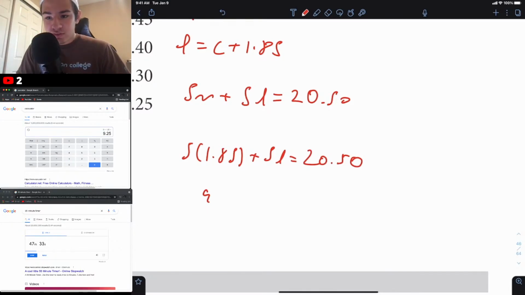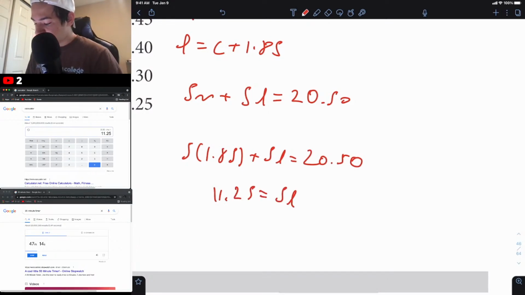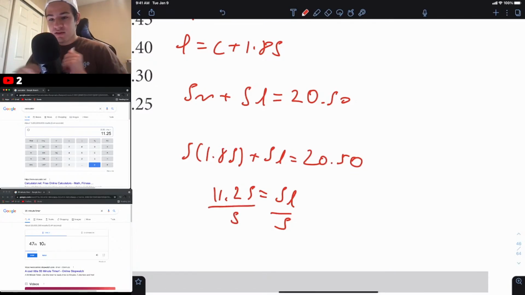So I'm going to do 20.5 minus our answer there, and I get 11.25. So 11.25 equals 5L. And then from here, I'm just going to divide by 5 to get L. So divide by 5, and that's going to be 2.25.